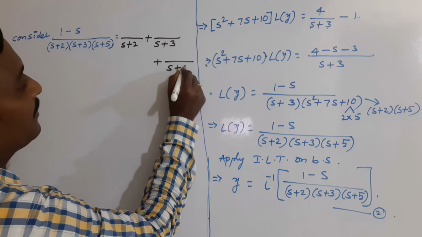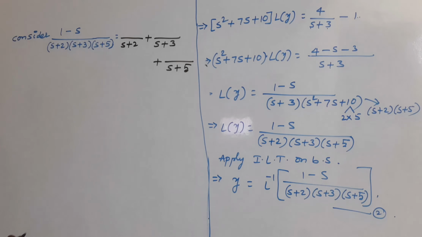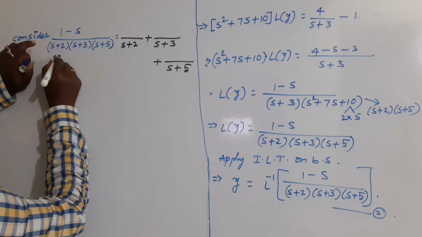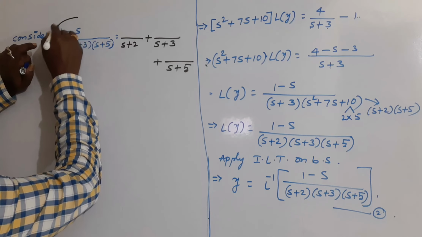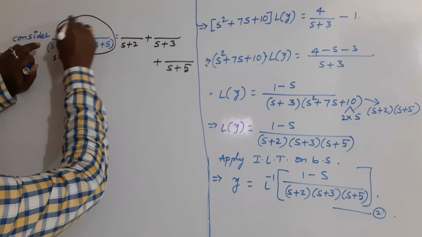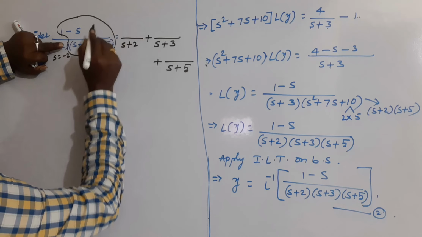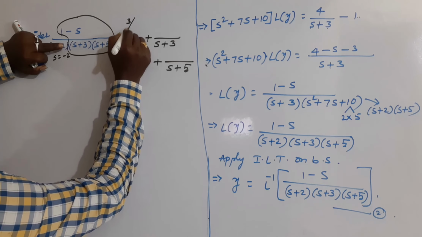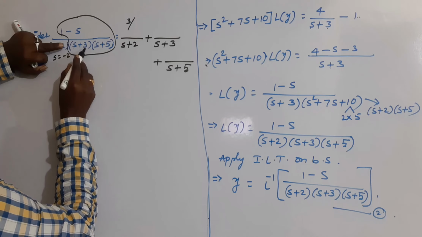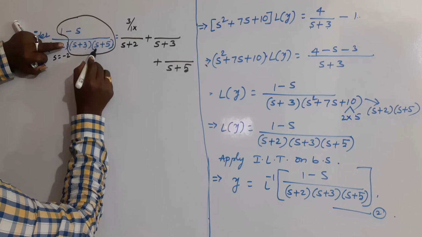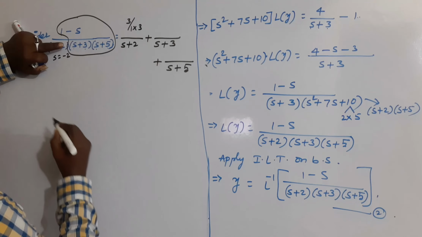S plus 5. Okay. So for finding the numerator of S plus 2, replace S is equal to minus 2 in the remaining term except S plus 2. So 1 minus of minus plus 2, numerator is 3 by minus 2 plus 3, which is 1, into minus 2 plus 5, it would be 3.